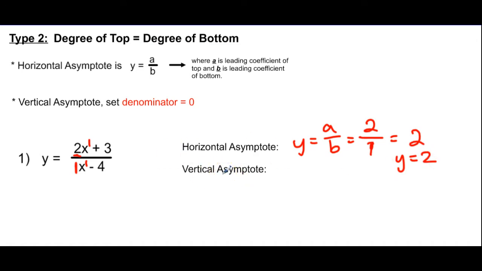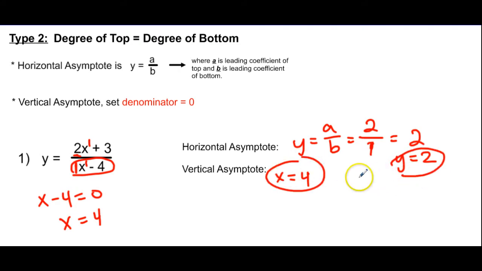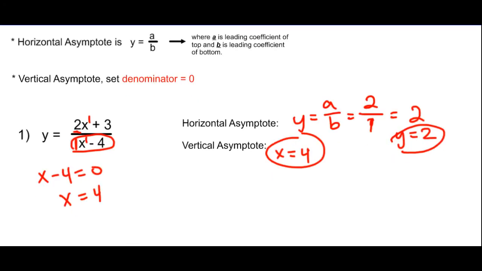Vertical asymptote, again, all you have to do is set the bottom equal to 0. So x minus 4 equals 0, x equals 4. That is your answer. These are your two asymptotes, that and that. Once you know that, again, you can plug this in, graph it, and see where the numbers go.